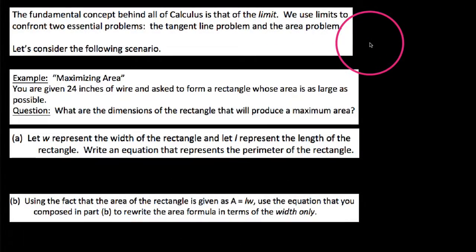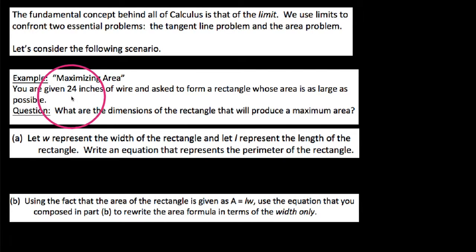Okay, YouTube, in this video we're going to start to explore the concept of a limit. You've probably heard this before in a calculus context, but it's the fundamental idea behind all of calculus. We're going to look at a specific problem and talk about how a limit might be associated with it, but maximizing area is our goal here.